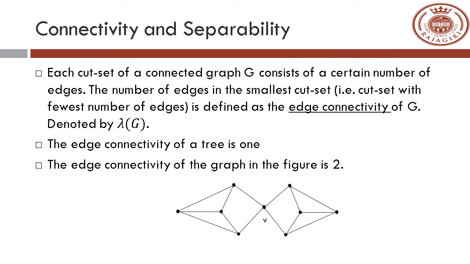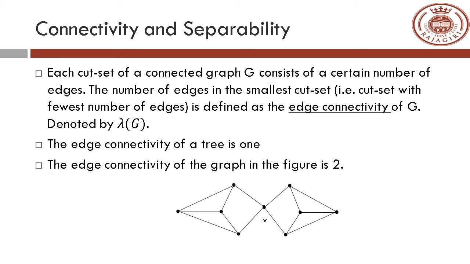The connectivity and separability. Each cut set of a connected graph G consists of a certain number of edges. The number of edges in the smallest cut set, that is, the cut set with the fewest number of edges, is defined as the edge connectivity of G, which is denoted as lambda G. And we know the edge connectivity of a tree is 1, since removal of any edge from the tree will disconnect the graph.